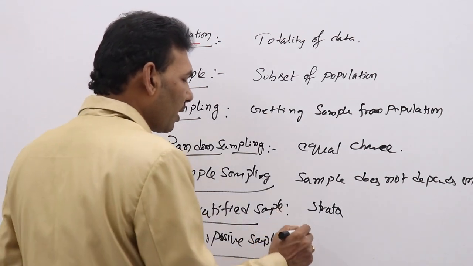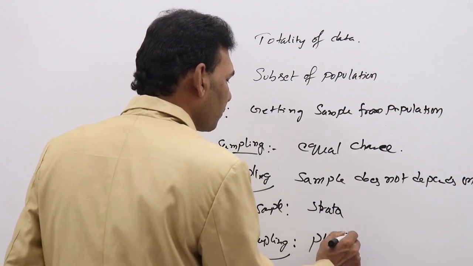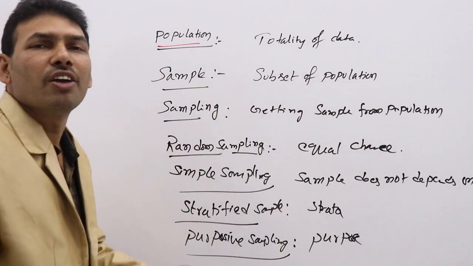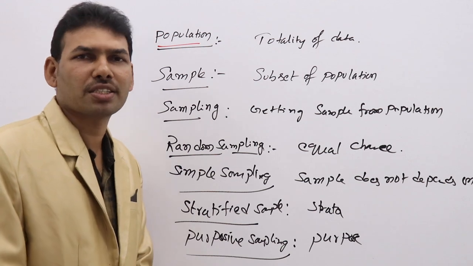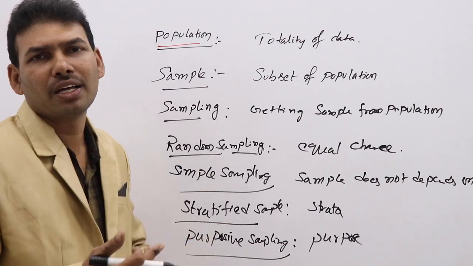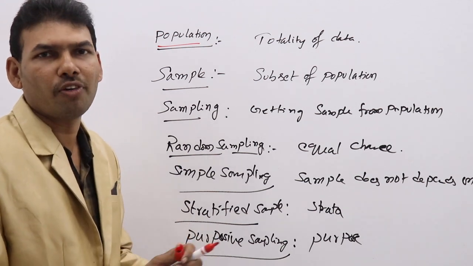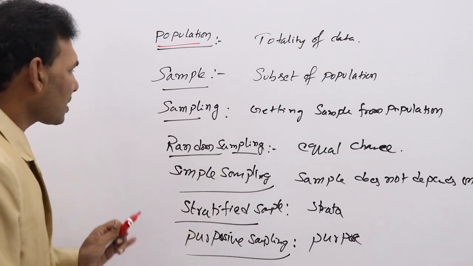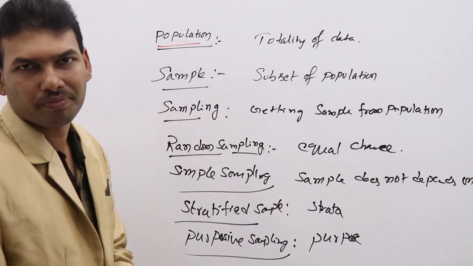Okay, sampling with a particular purpose, which won't give good results and won't describe the population in the correct way. So these are some sampling techniques.